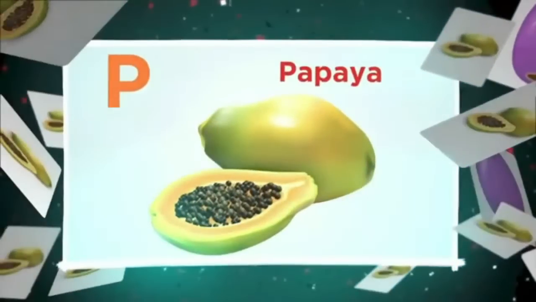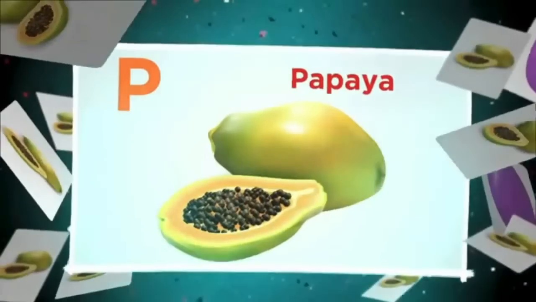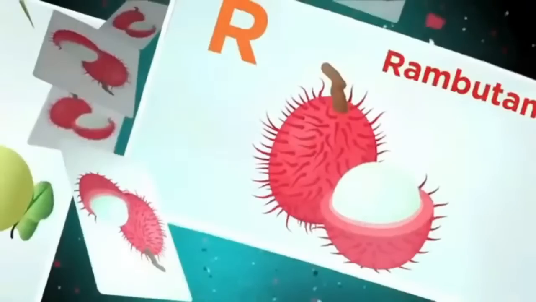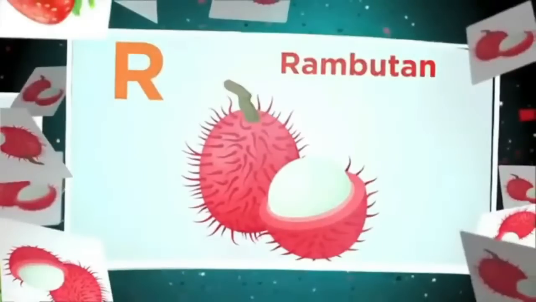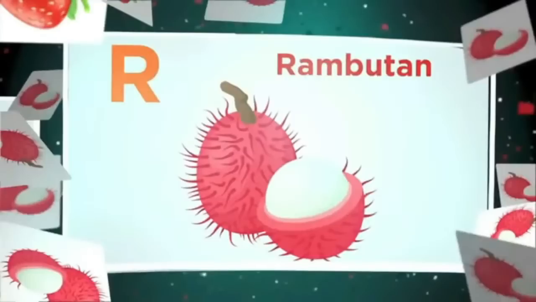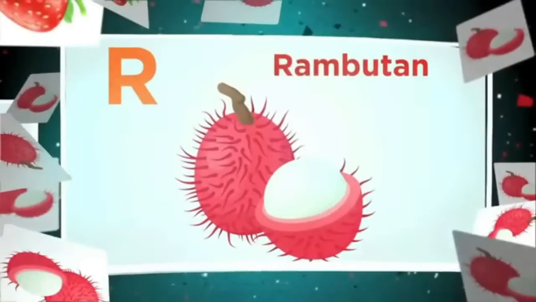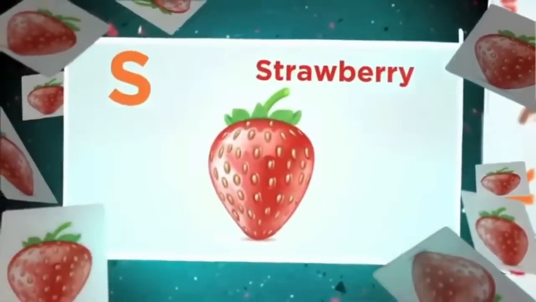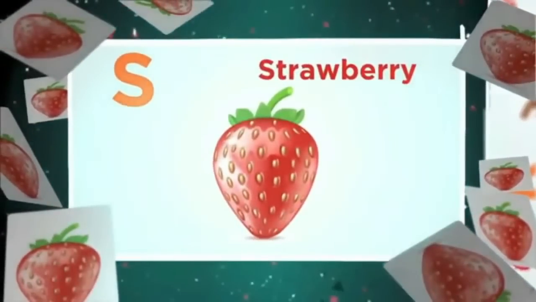P is for papaya. Q is for quince. R is for rambutan. S is for strawberries.